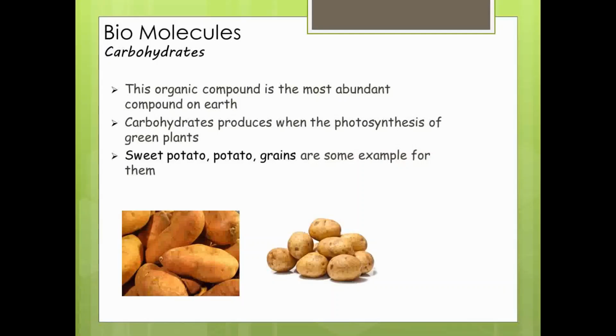Let's see about the first biomolecule, carbohydrate. Carbohydrate is the most abundant compound on the earth. Carbohydrate is produced during the photosynthesis of green plants. For example, carbohydrates are present in sweet potatoes, grains, and more, but let's see them after.